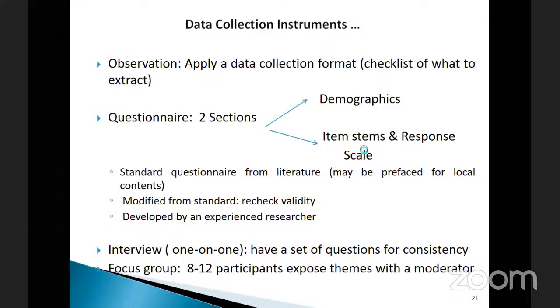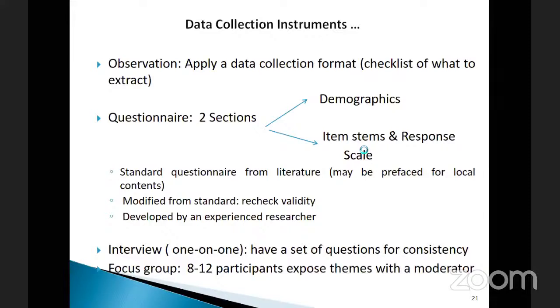Now, the data collection instruments, of course, depend on your method. If the method of data collection is observation, you apply a data collection format, which is like a checklist, to extract the data. Most of the studies will be carried out in the hospital, so you have to use a data collection format. If you are looking at a prescription study over a period of time, you are going to see several prescriptions. So the question is, what data in these prescriptions are you going to extract?